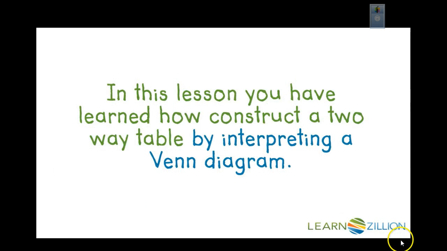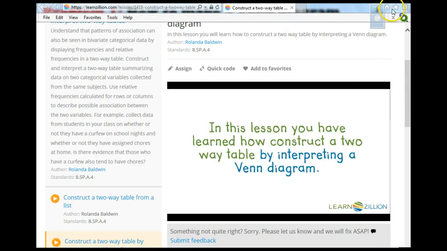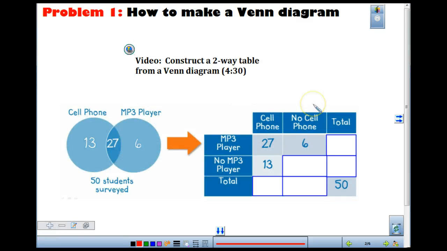In this lesson, you have learned how to construct a two-way table by interpreting a Venn diagram. Now, if you did not fill that in from what you were just watching, you now know that 27 plus 6 is 33. You know that 50 minus 33 gives us a 17. We know that 17 minus 13 is 4, and we have 10, and we have 40 to fill that in.